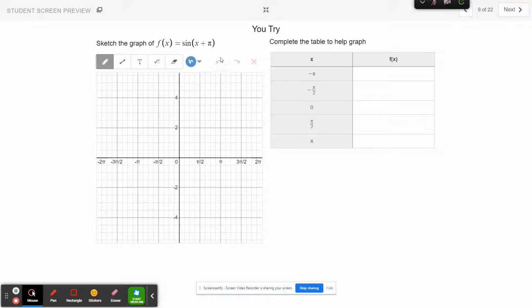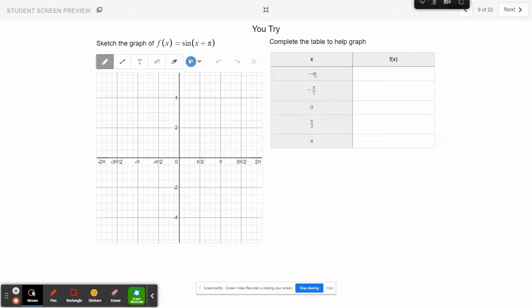what points do I want to plug in? Well, pi happens to be a nice, easy one. I could still plug in 0, because 0 plus pi is still pi, so I know sine of pi. But this has been shifted to the left pi spots. So instead of starting at 0, where I normally start, I'm going to start my table of values at negative pi, because that's how far I moved it.